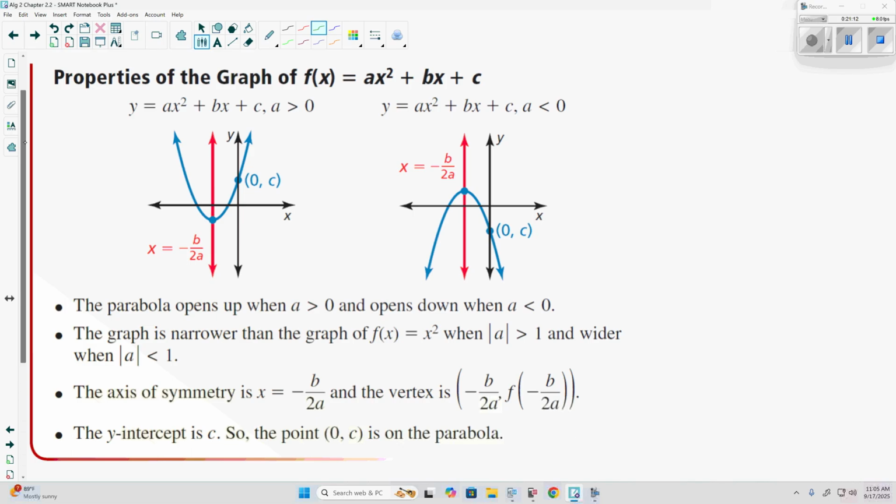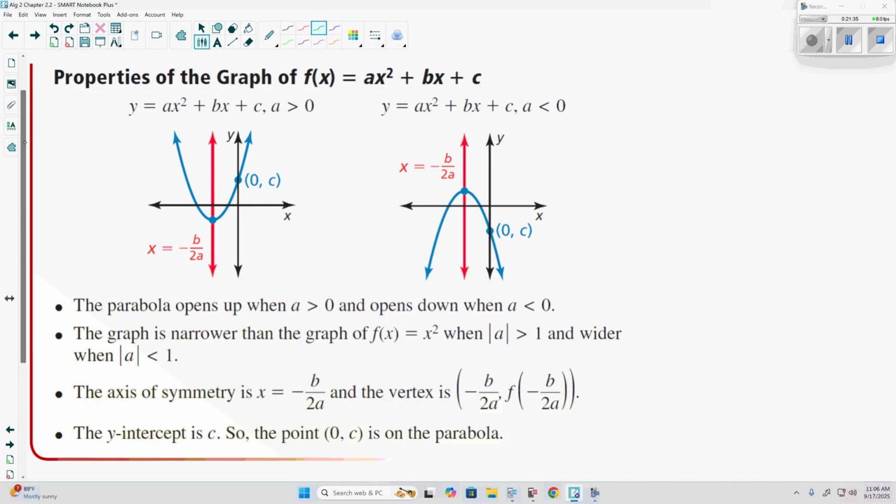The y-intercept is the constant term, our value of c, because again, the y-intercept is the point where it crosses the, well, y-axis. And the x value at the y-intercept is 0. So if we plug 0 in for x, the only thing left we have is c. So that's our y-intercept.